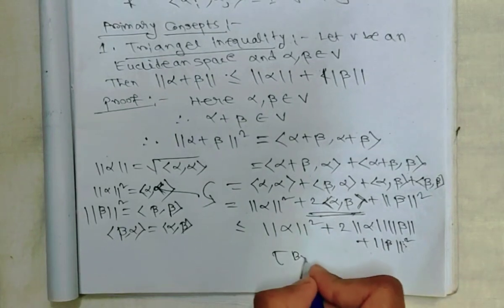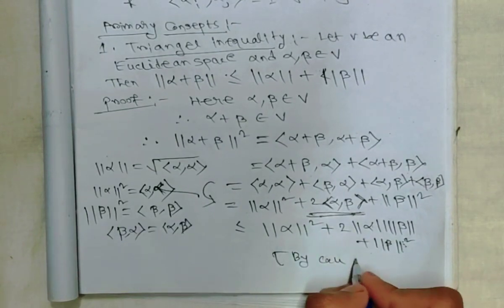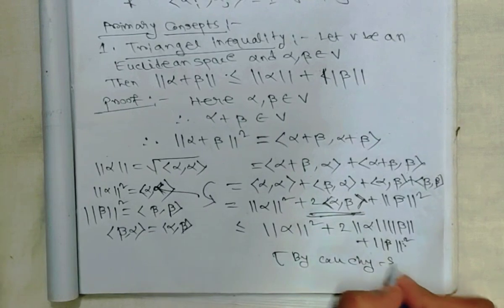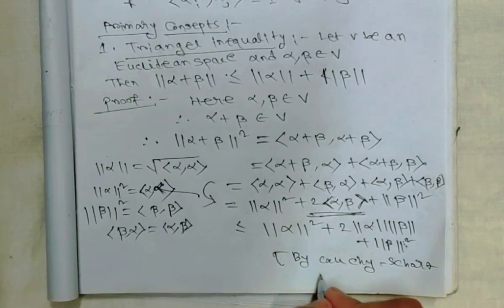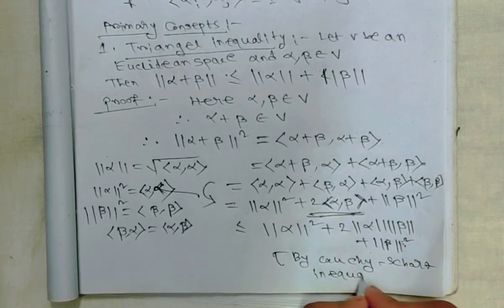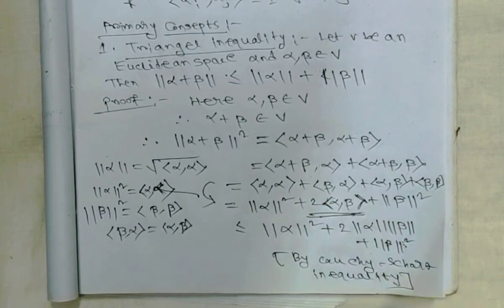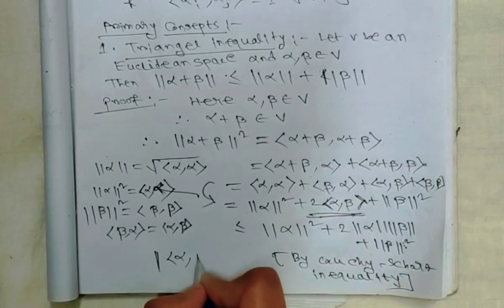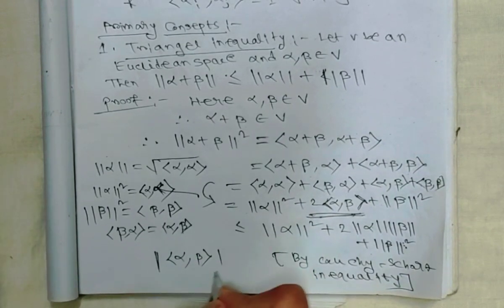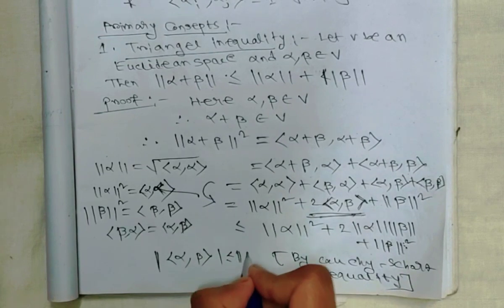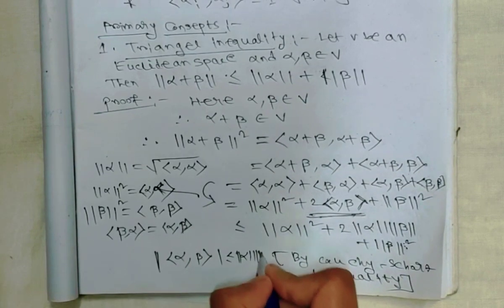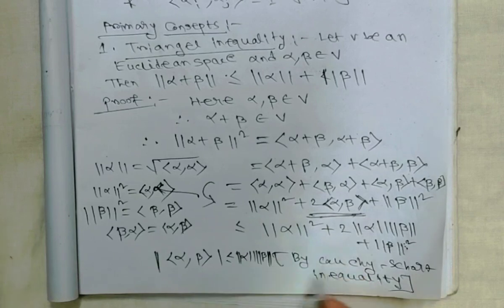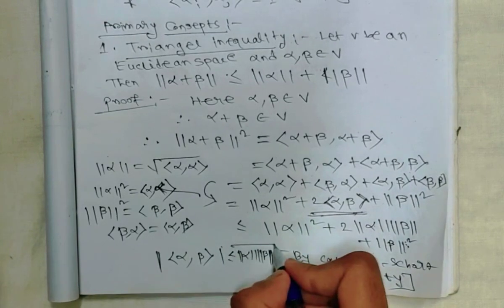by the Cauchy Schwarz inequality. What is the Cauchy Schwarz inequality? The modulus of the inner product of alpha beta is less than or equal to norm alpha times norm beta. From this we can find this.